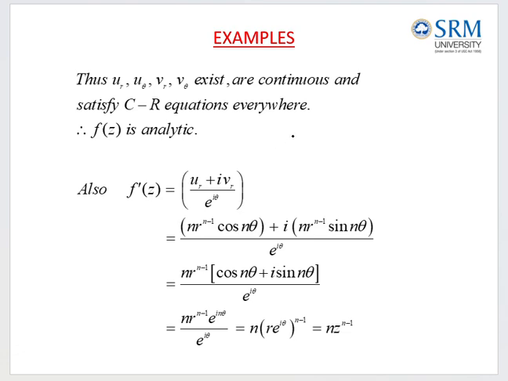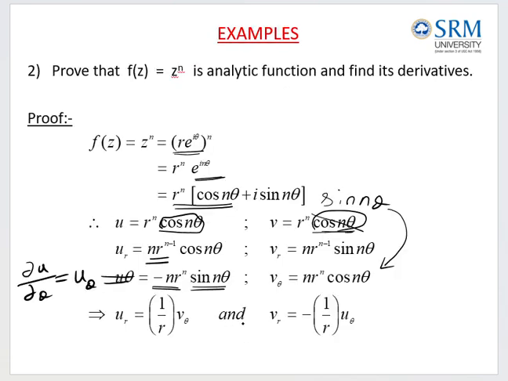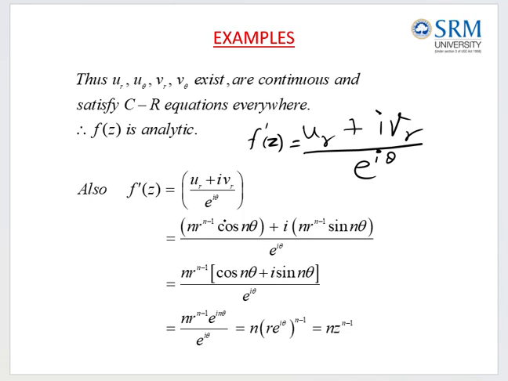In Cartesian form it is u_x plus i v_x, but in polar form f dash of z can be found using the result u_r plus i times v_r, divided by e power i theta. You can remember this as a formula to find the derivative of the function f of z. So we need to substitute u_r and v_r from the previous page, then divide by e power i theta.